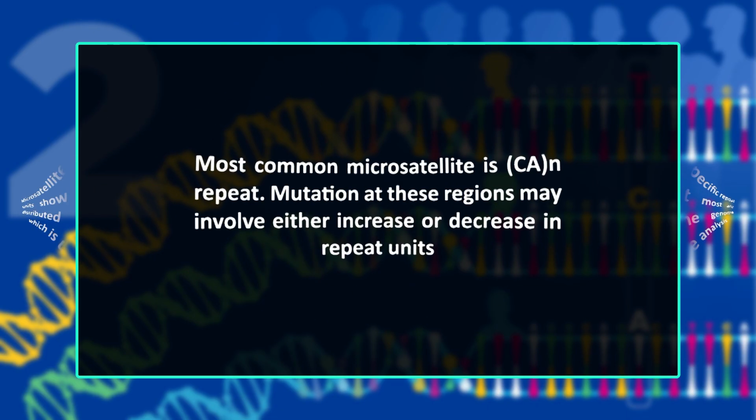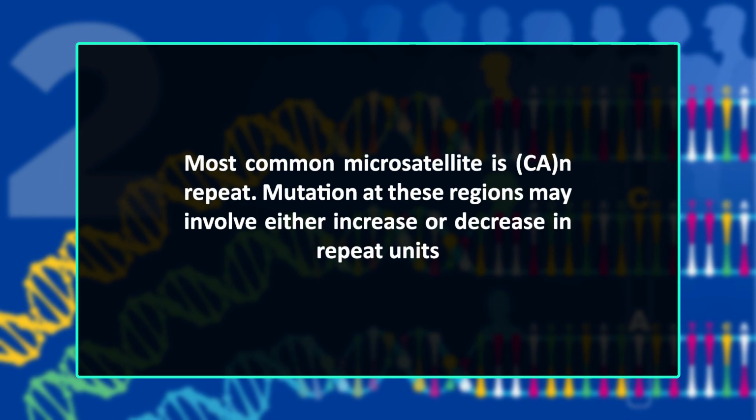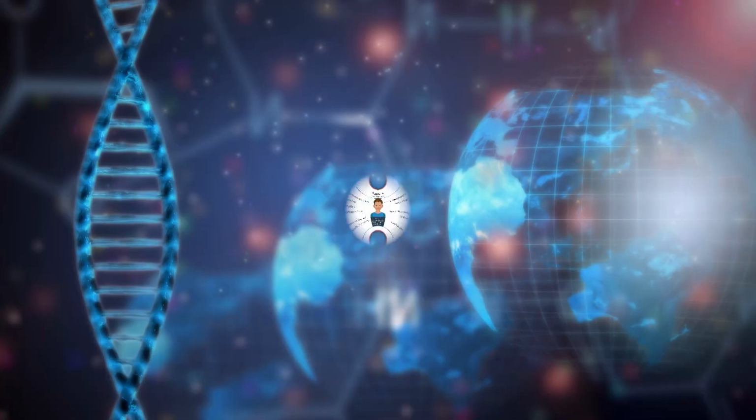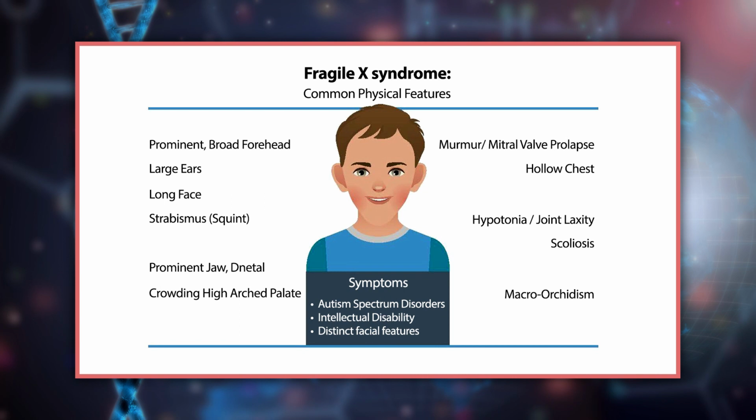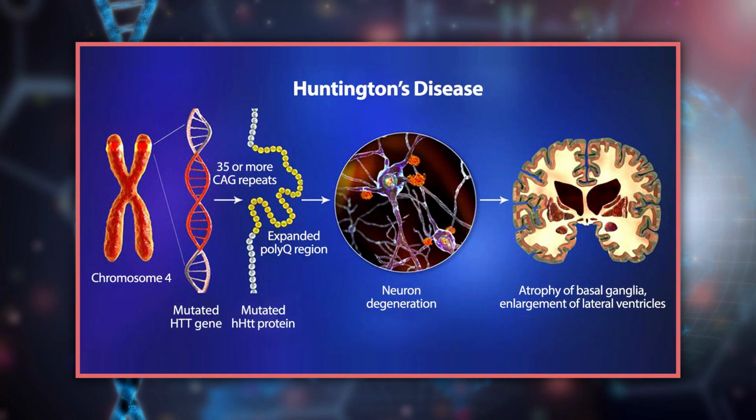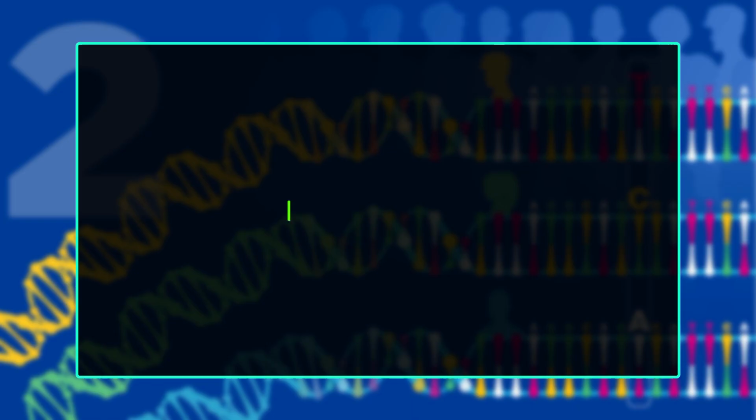analysis. The most common microsatellite is CA repeats, and mutation at these regions may involve either increase or decrease in repeat units. Microsatellites are reported to be associated with many human diseases like Fragile X syndrome or Huntington's disease, etc. Dear students, let's now discuss the mini-satellites.